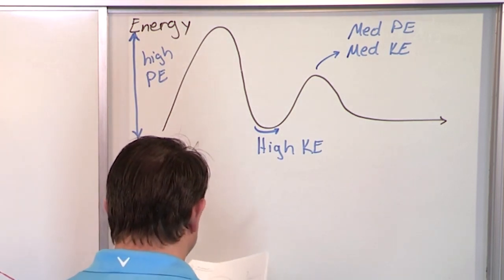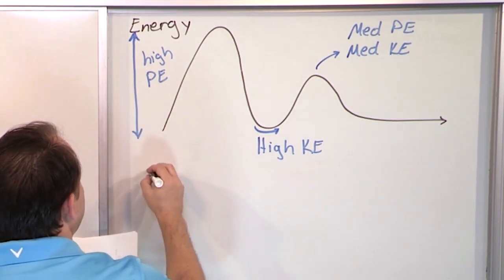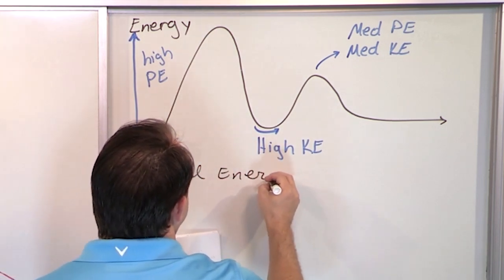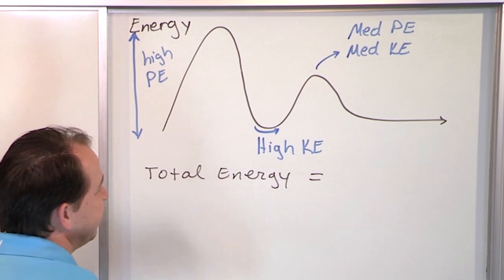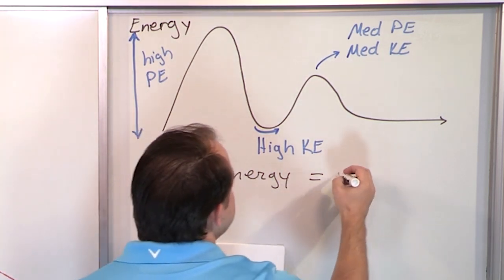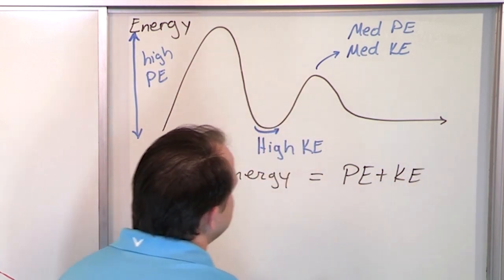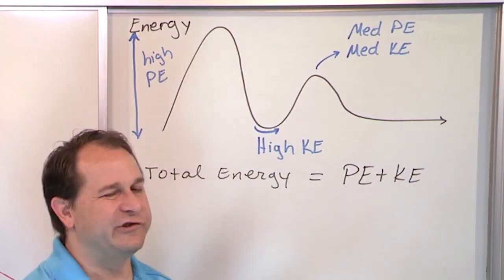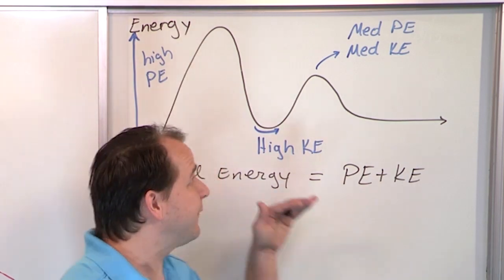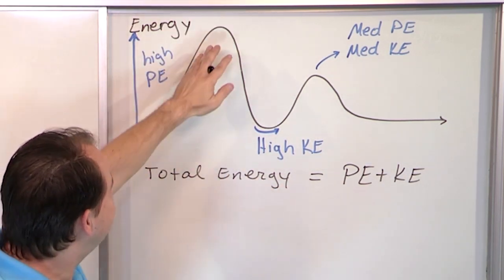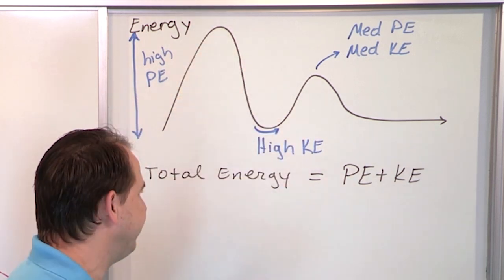So one of the big things we're going to do in physics is we're going to talk about the total energy of a system. And the total energy of a system that moves like this anyway is the potential energy plus the kinetic energy. And the total energy of the system actually doesn't change, because whatever I start the system out with up here at the top is how much energy I have. It's just all in potential energy form.